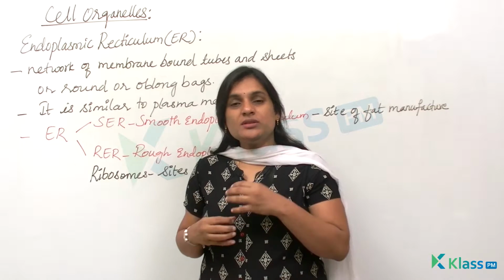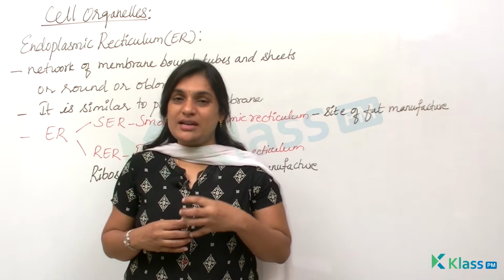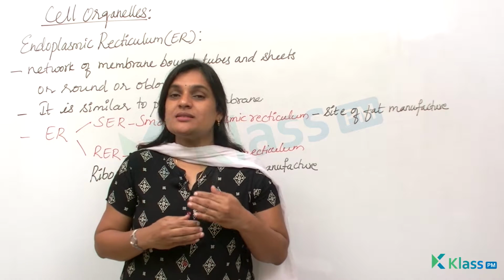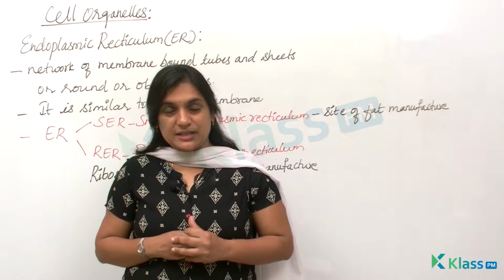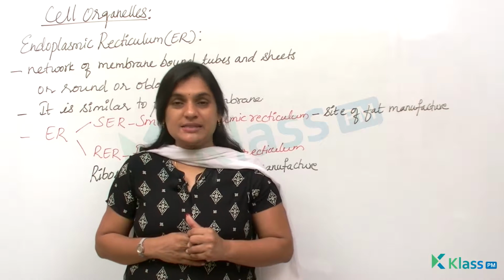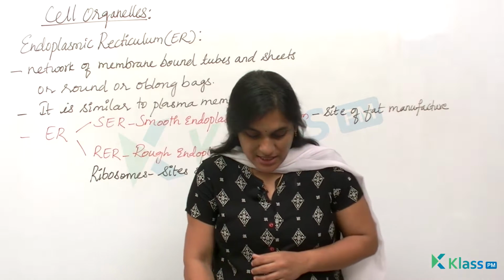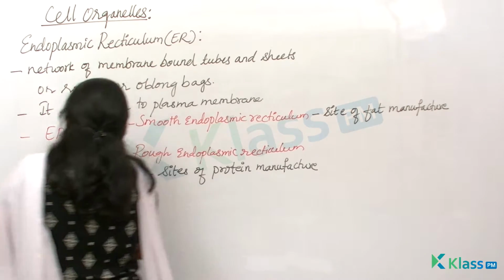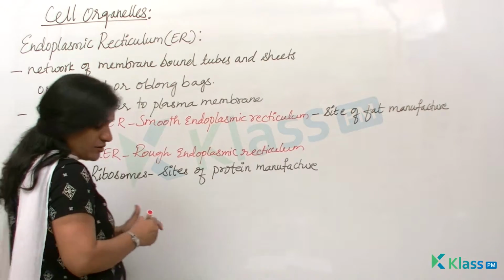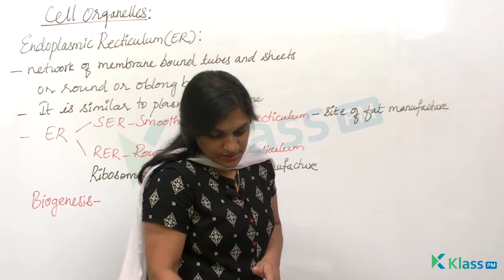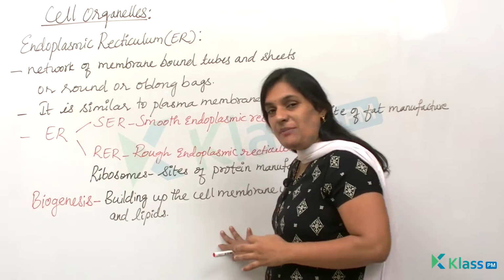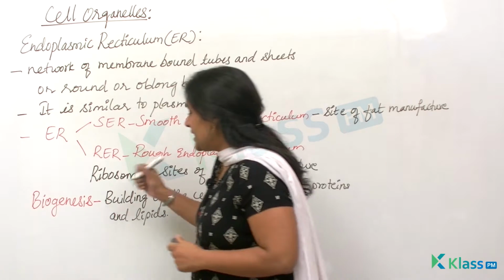And see, the cell uses up these proteins and lipids, and the excess proteins and lipids which are present, they use up for building the cell membrane, and that process is said to be biogenesis. What is it called? Biogenesis. I'll tell you what it is. So this biogenesis is nothing but building up the cell membrane using proteins and lipids.